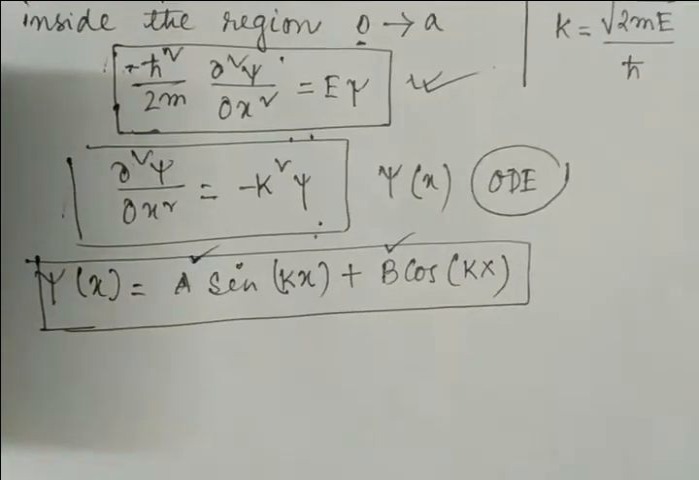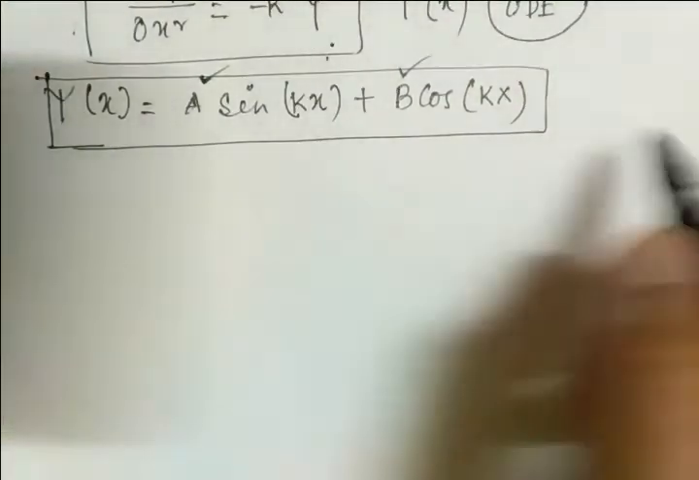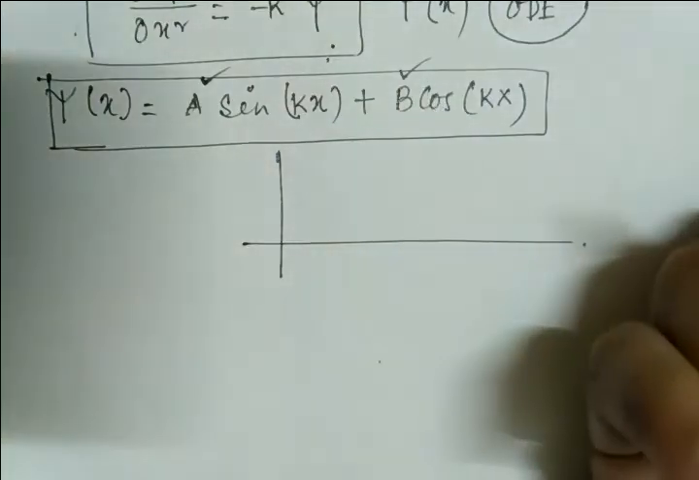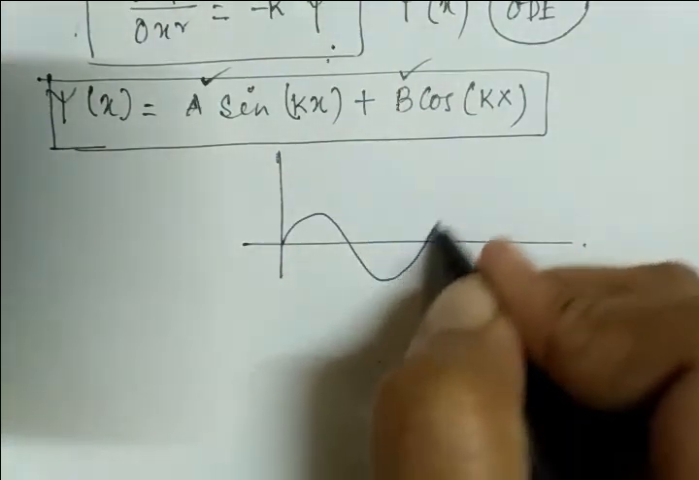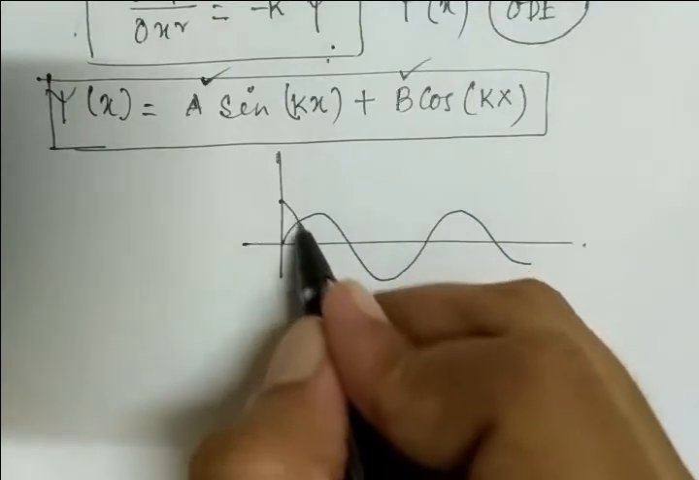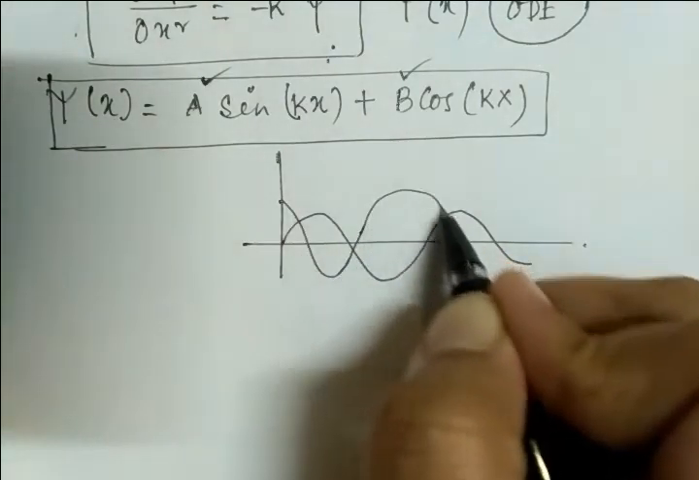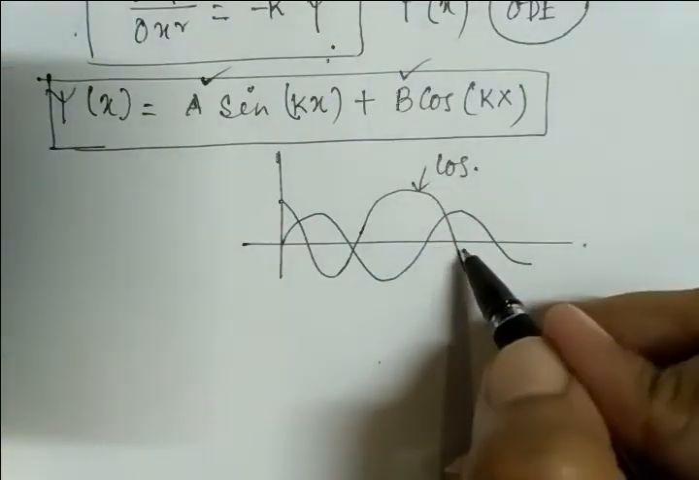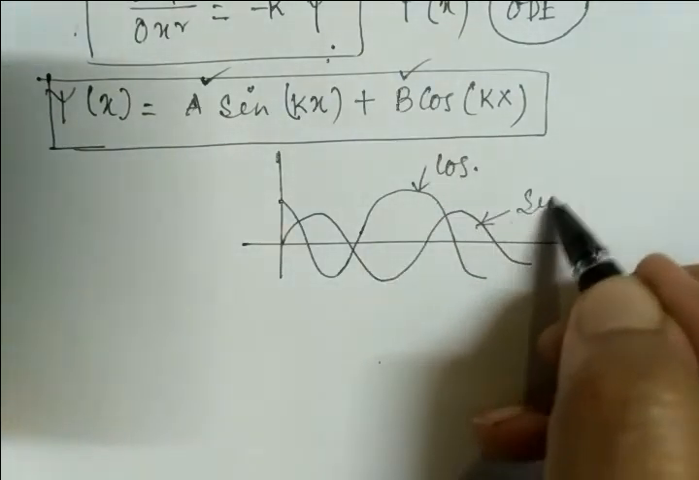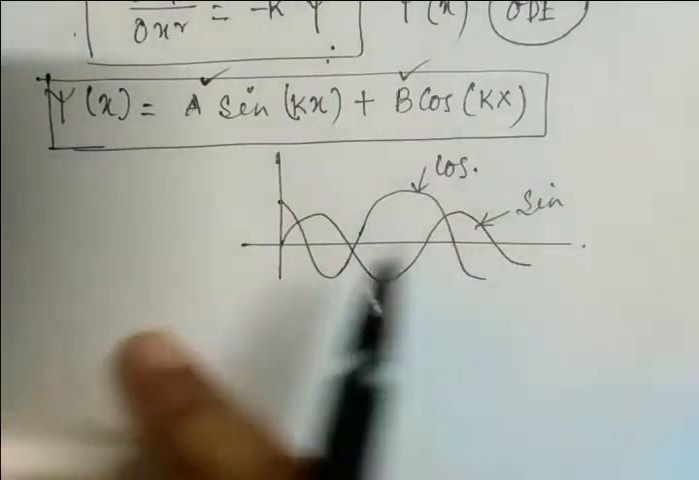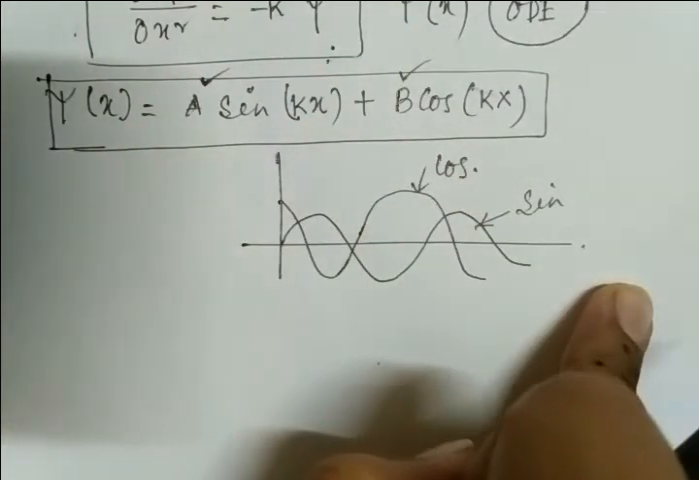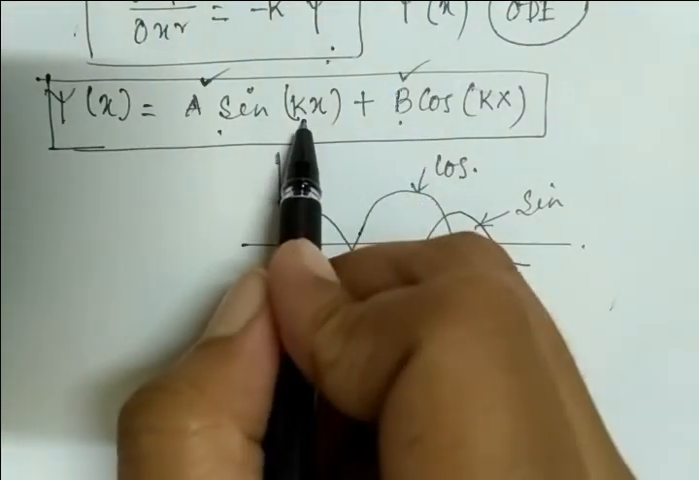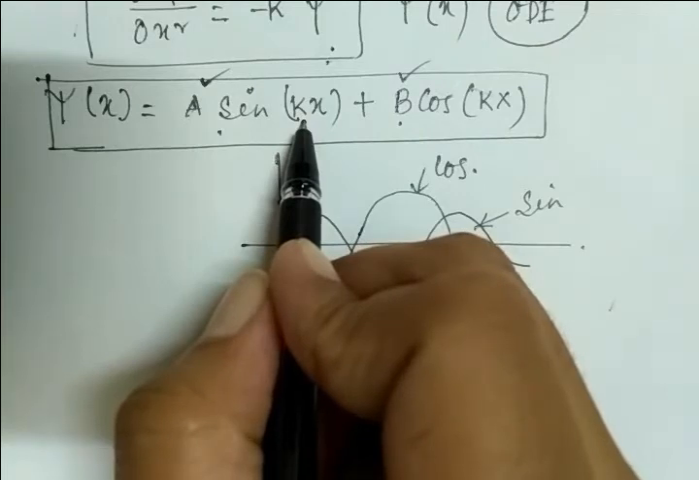If we draw this portion, it will look like a sine function and a cosine function. What is your sine function? Just like this. And what is your cosine function? There is a phase shift. So this one is your cosine part and this is your sine part. It is nothing but a natural wave function. But we don't know the value of A, the value of B, and the value of k. All these are going to be solved.